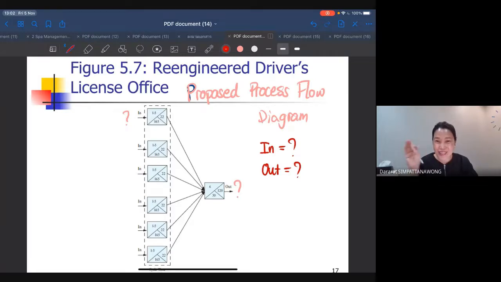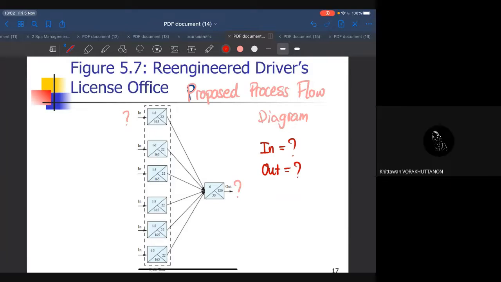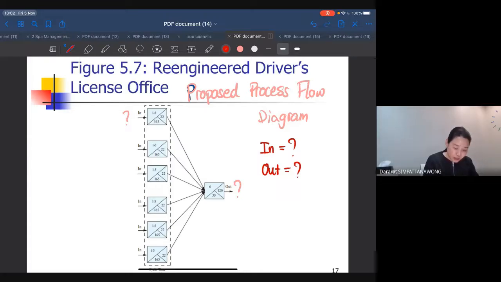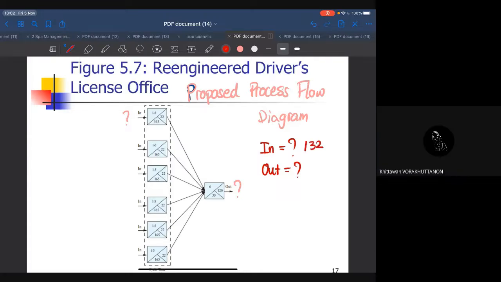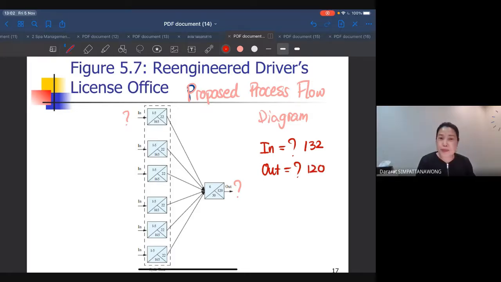Hello, Natapon. In 132, and out 120. Okay, good, thank you.